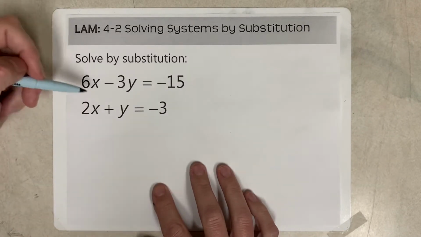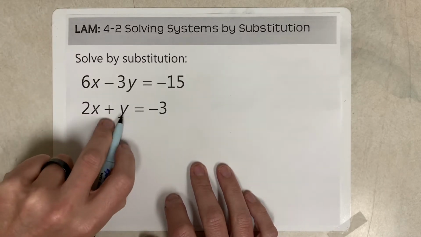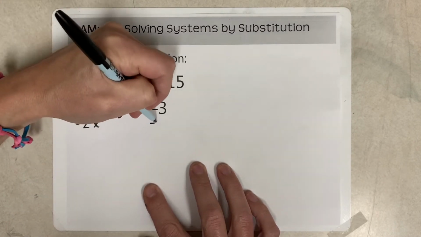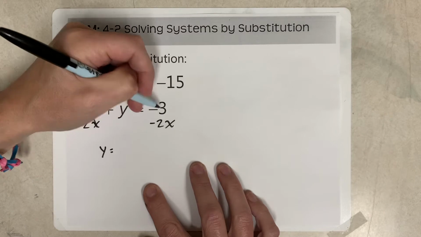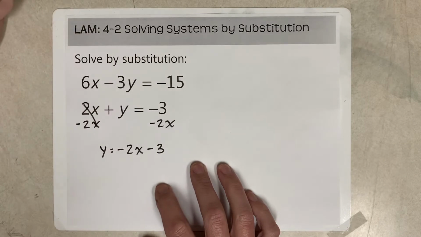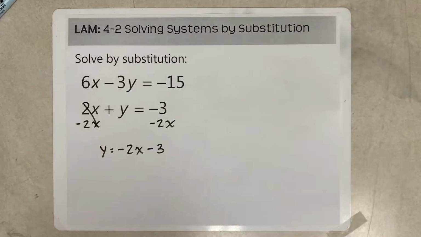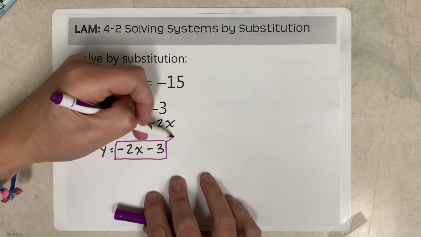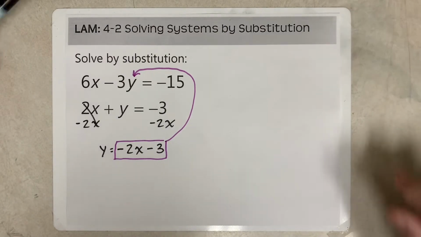Okay, again, if you want to use substitution, at least one of these coefficients has to be a 1, and we do have a 1y right there. So what I'm going to do is I'm going to move the 2x over, and we get y is equal to -2x minus 3. Or you could write -3 minus 2x. Either way, it doesn't matter. So if that's what y is, then we're going to take this expression and we're going to plug it in all the way up here for that y right there, and then we're going to solve.